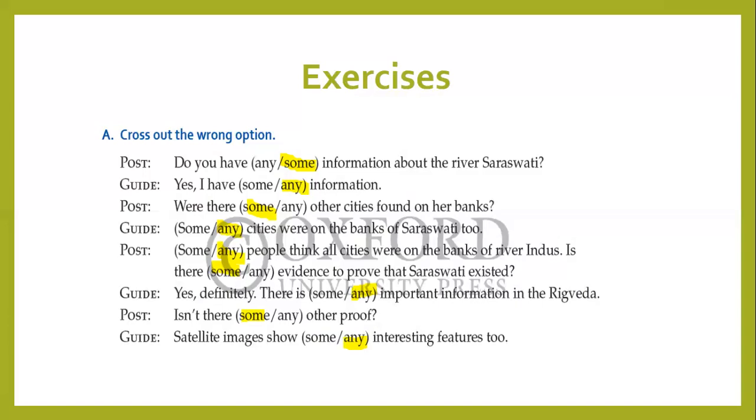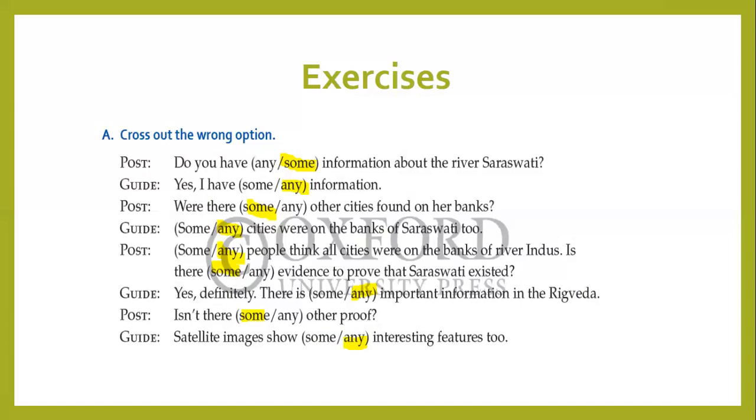Now, if we don't have any information, then how will we say? But he is having information, so he says, I have some information. Were there dash other cities found on her bank? So here again, you will be asked, is there any other cities? So you will use any. Again, the guide will say, yes, some cities were on the bank of River Saraswati.